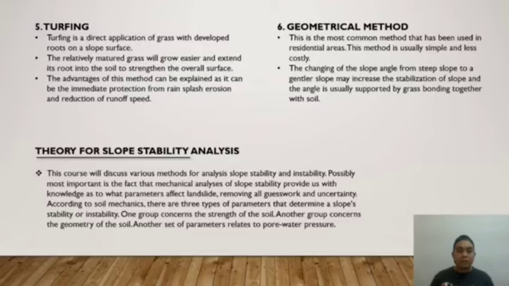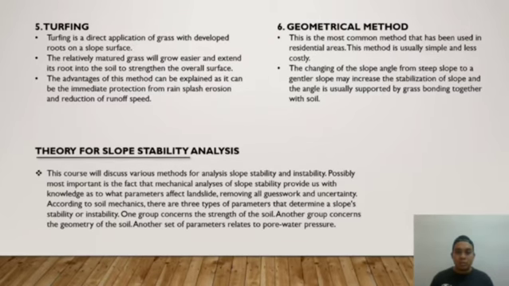The next technique is turfing. Turfing is a direct application of grass with developed roots on a sloped surface. The relatively mature grass will grow more easily and extend its roots into the soil to secure the overall surface. The advantage of this method is that it provides immediate protection from rain splash erosion and reduction of runoff rate. The last technique is the geometrical method.